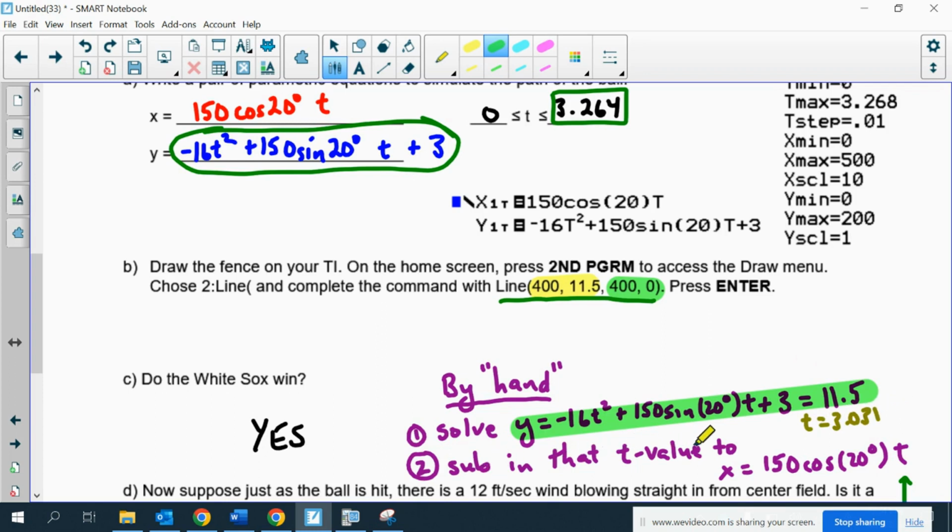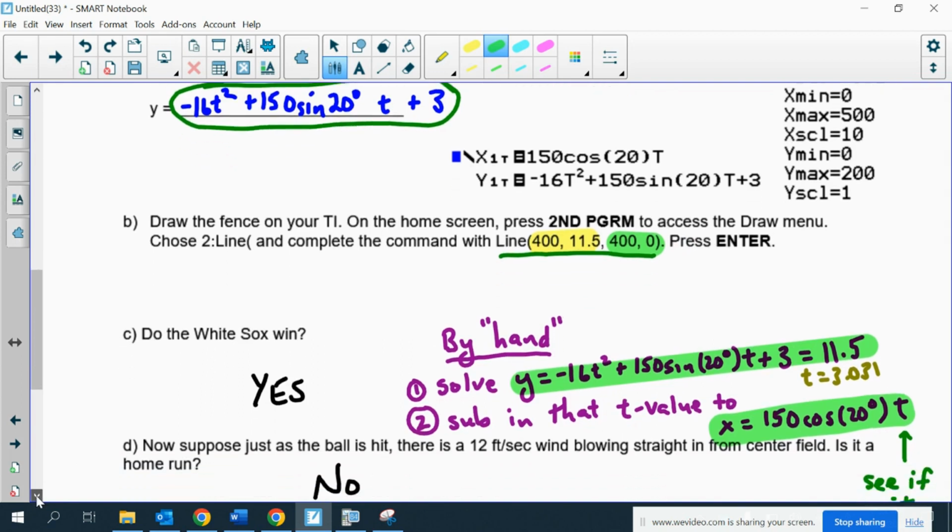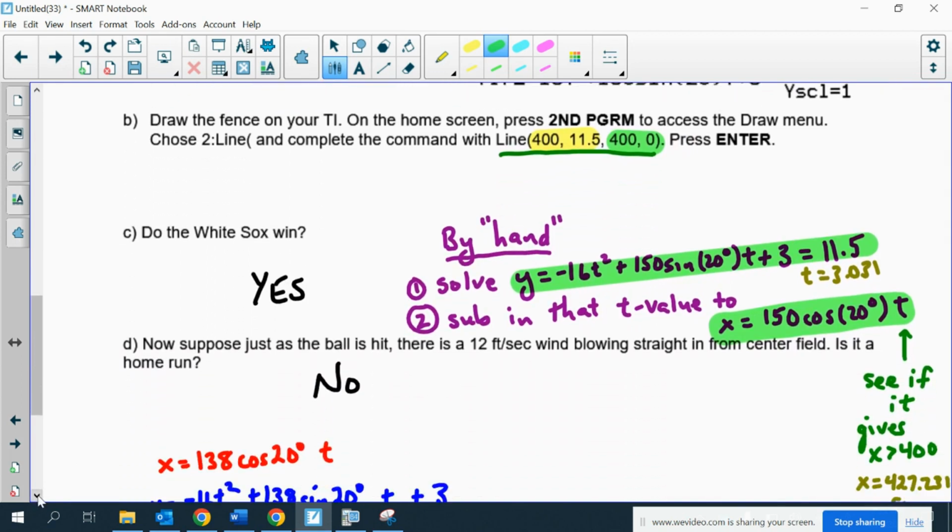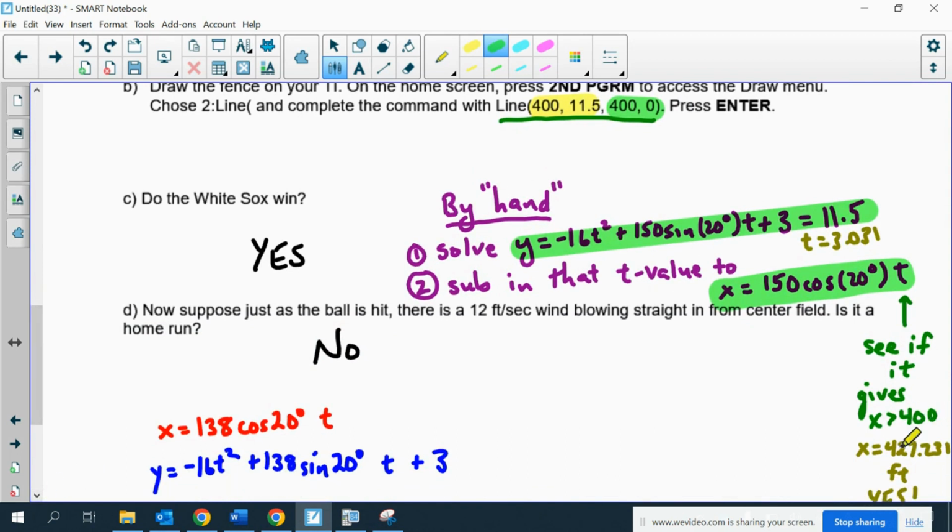Then you would sub that t value into your x parametric equation, and you'll find out how far the ball is. So if the ball is less than 400, the White Sox don't hit a home run. And if it's greater than 400, they do hit a home run. And we see if it gives x greater than 400. It does give us that at 427.231 feet. So the answer is yes.